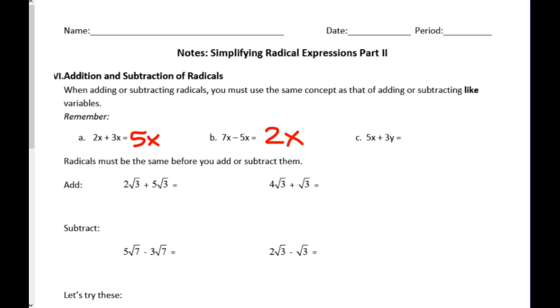Who said 8? All right. It's not 8. Okay? Here's the deal. We have a 5x and a 3y. Are those like terms? No. If they're not like terms, you can't combine them because you can only combine like terms, right? So it actually stays the same. Okay?